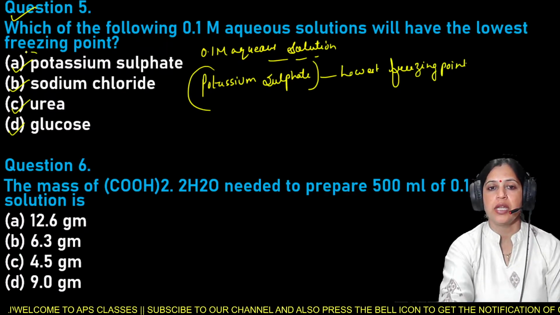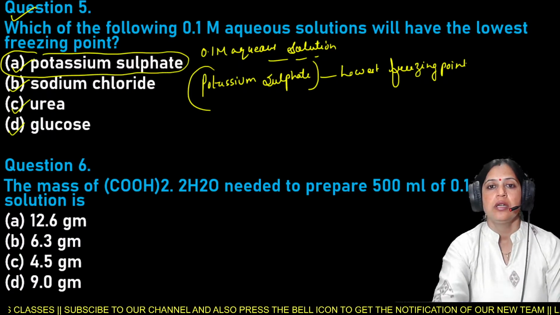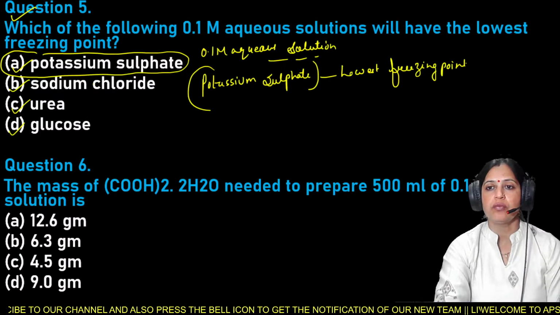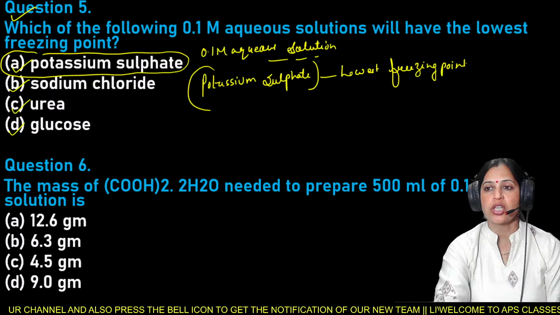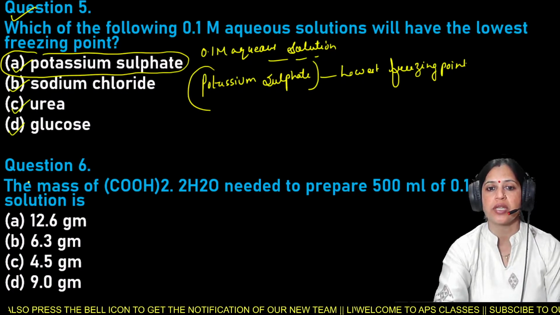So here option A is the right answer for question number 5. That is, out of these 0.1 mole aqueous solutions, potassium sulfate will have the lowest freezing point. So here option A is the right answer.